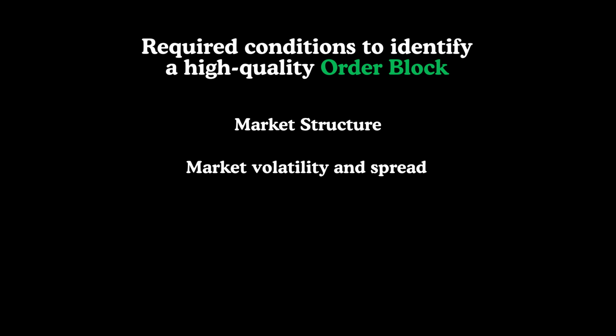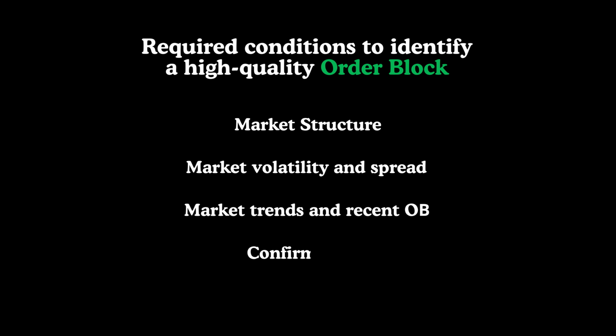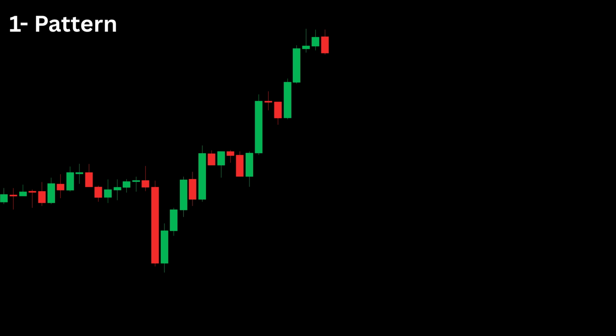The key elements to focus on when trading order blocks fall into four main categories: market structure, market volatility and spread, market trends, and confirmation from recent order blocks on lower timeframes. Let's begin with market structure. I'll show you some of the most frequent patterns that occur on a daily basis. In this case, we have a valid order block along with a possible long setup.